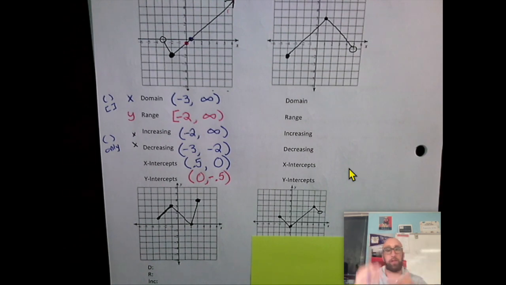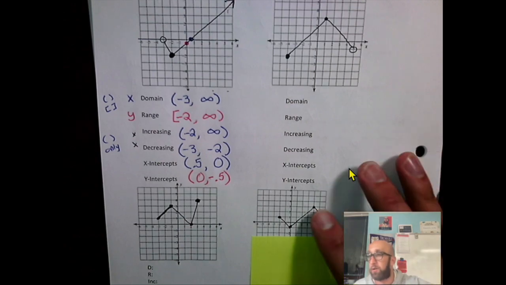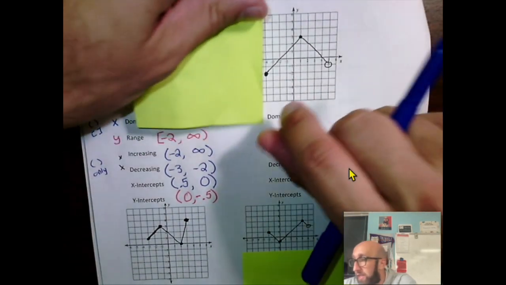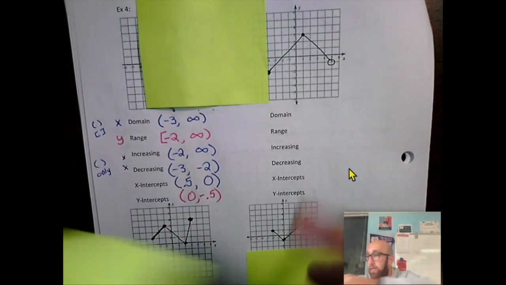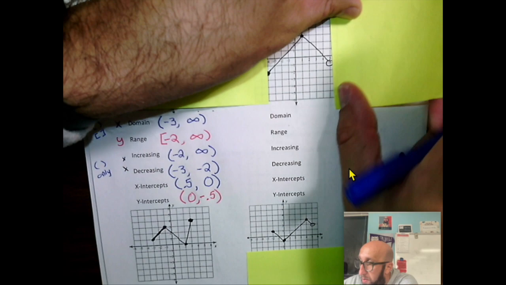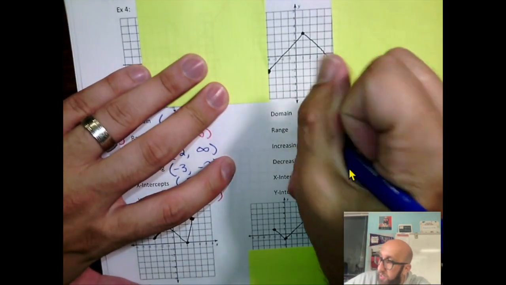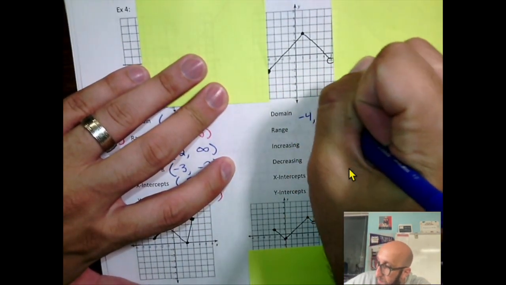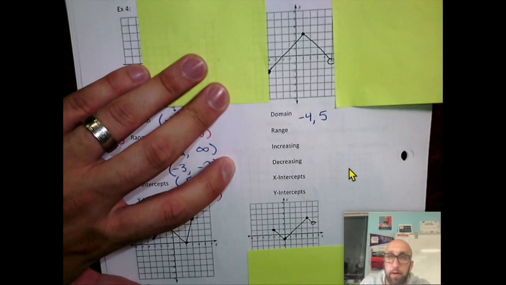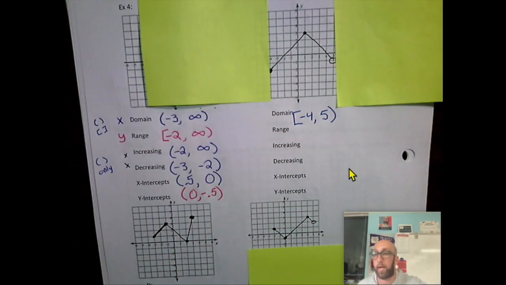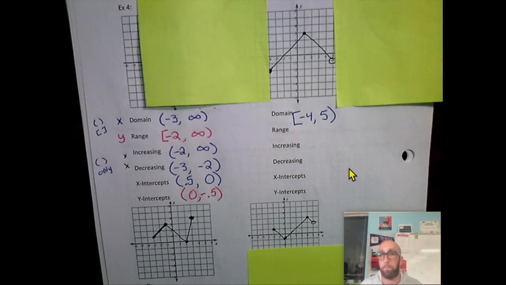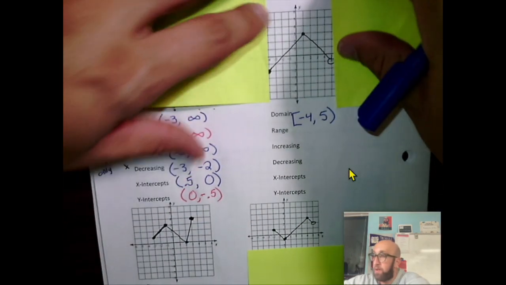So I'm going to move a little bit faster, especially on the domain and range. I'll slow down when I get to increasing and decreasing. We've done tons of these. For domain, I would put my left Post-it and my right Post-it. This is going from -4 to 5. Bracket on the left, parentheses on the right. So I tackled my domain there, left to right.